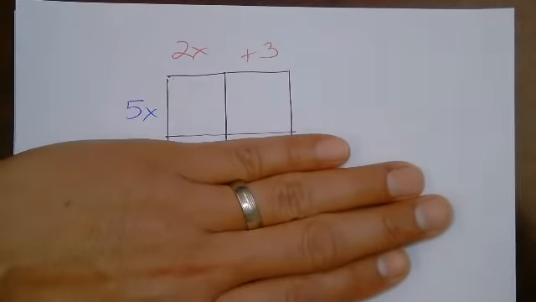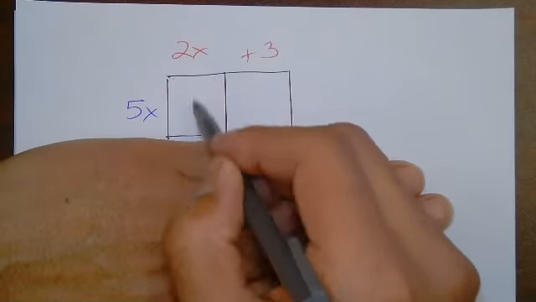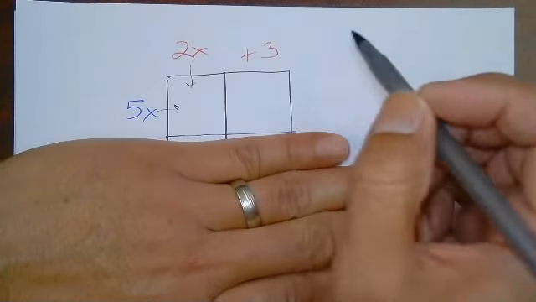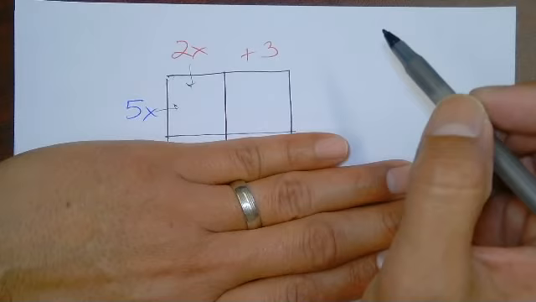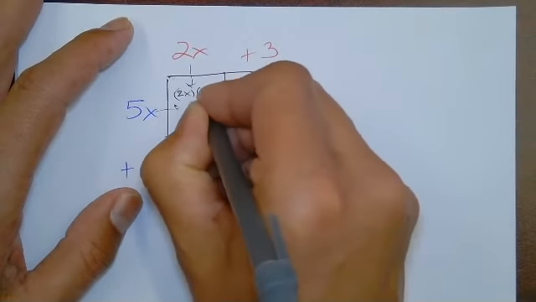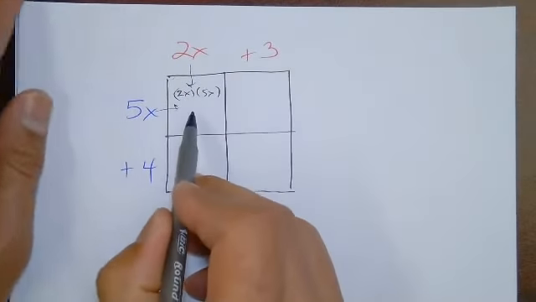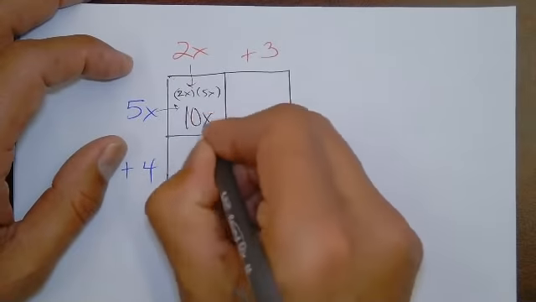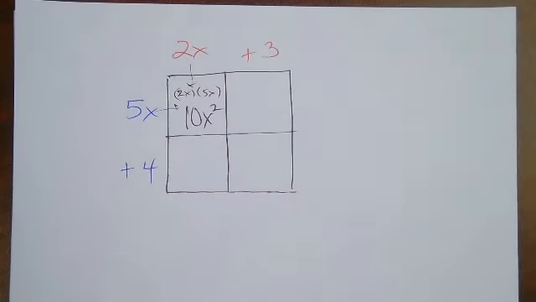Let me do the first one, the top. Maybe that might help you. Everybody agree? What do I have to multiply to get this one here? I have to do 5x times 2x, or 2x times 5x, right? So what's going to be here? You don't have to write it, but what's the answer? What's the value here? 10x squared.